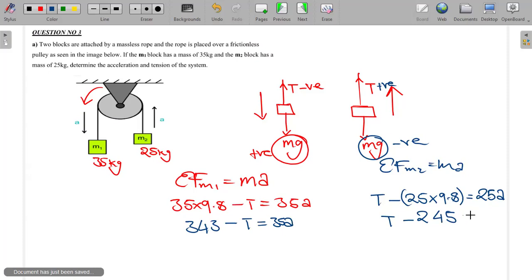245 will be equal to 25a. So now we have two equations, this one on M1 and this one on M2. Both of our equations are missing tension and acceleration, meaning we can solve them as a system of simultaneous equations. So I'll make T my subject.